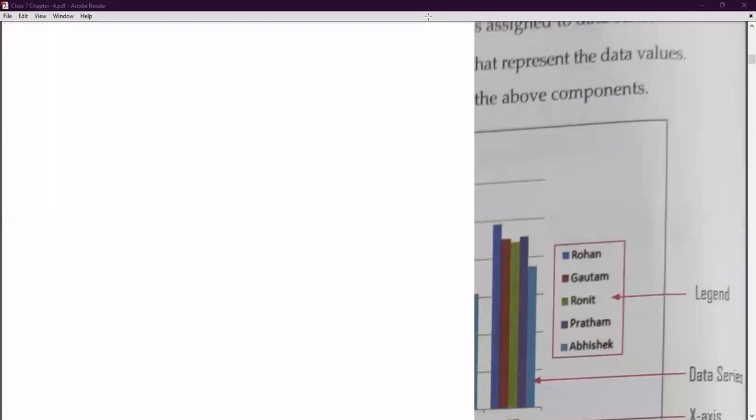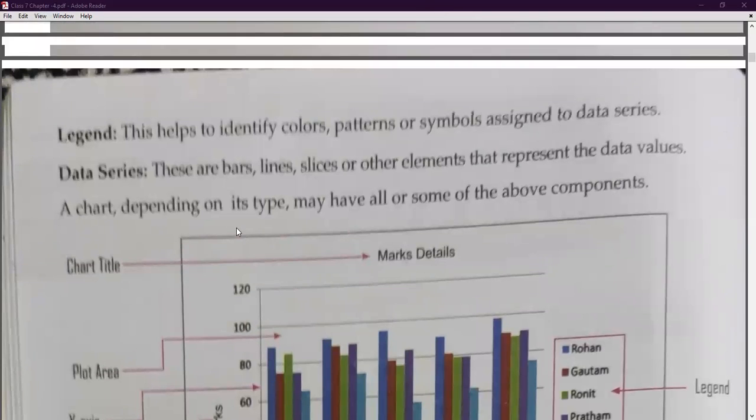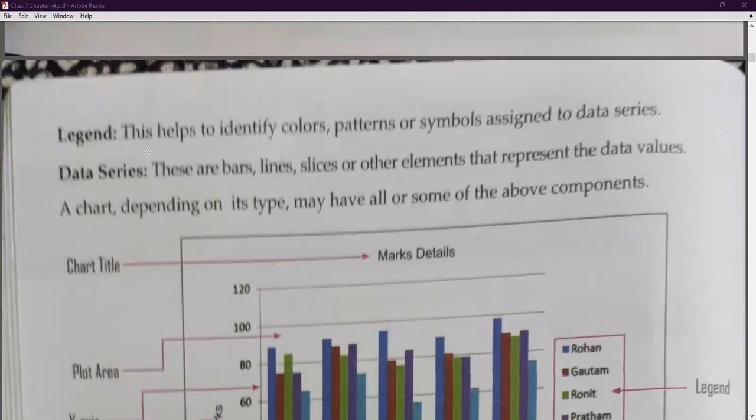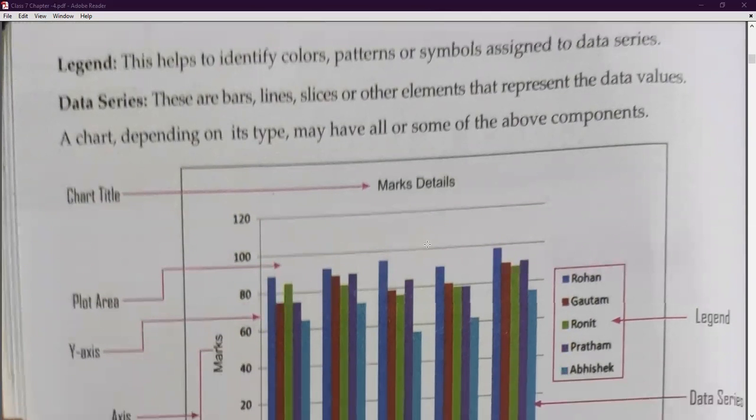Okay. So now we will understand the next thing, legend. Legend means the signs, symbols, colors, and patterns which are provided to understand the data series. Here you can see that blue is representing Rohan, red is representing Gautam, and green is representing Ronit. So this blue, red, and green are legends. Why are these legends? Because they are representing data in that color form.